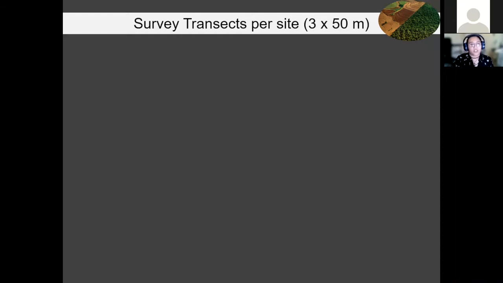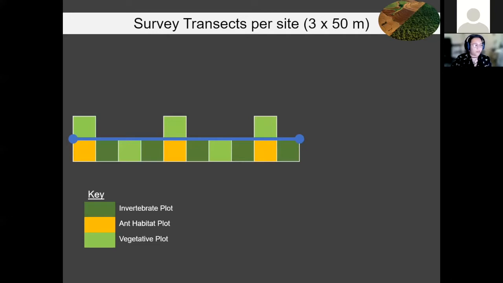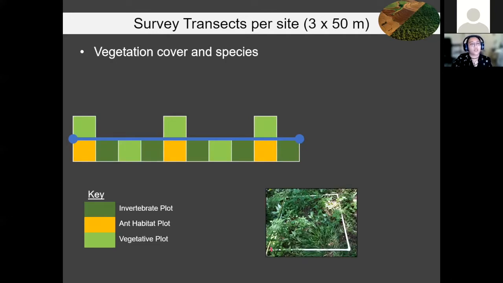In each forest, I set up 3 50-meter transects. Along each transect, I had 5 by 5 meter survey plots, and I had a variation of types of survey plots. In the vegetative plots, I measured everything from canopy cover down to herbaceous cover, all the plant species identified, and we also looked at ground cover.